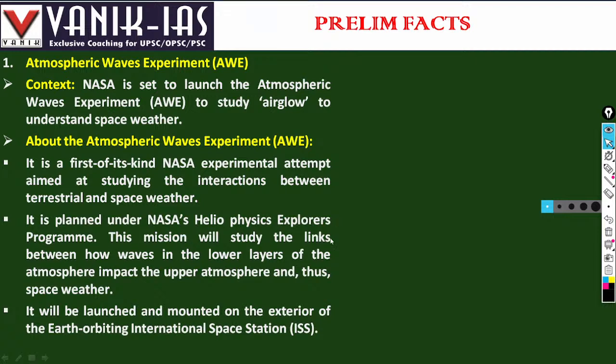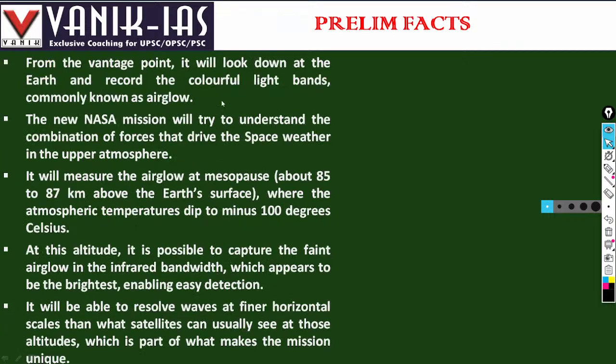This mission will study the link between how waves in the lower layer of the atmosphere impact the upper atmosphere and thus space weather. It will be launched and mounted on the exterior of the Earth-orbiting International Space Station, the ISS. From the vantage point, it will look down at the Earth and record the colorful light bands, commonly known as the airglow.